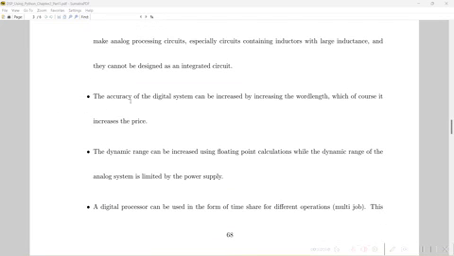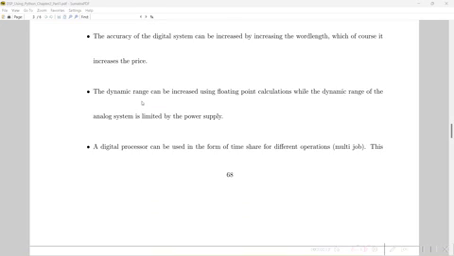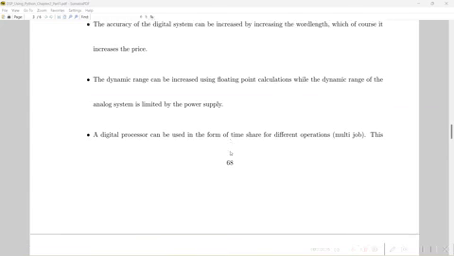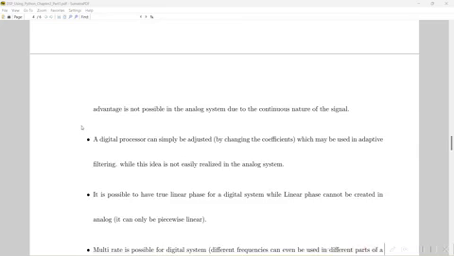And moreover, the accuracy of the digital system can be increased by increasing the word length, which of course increases the price. The dynamic range can be increased using floating point calculations, where the dynamic range of the analog system is limited to the power supply. And a digital processor can be used in the form of timesharing for different operations, which is called multi-job. This advantage is not possible in the analog system due to the continuous nature of the signal.